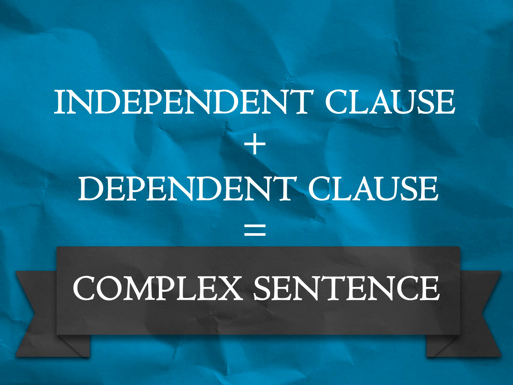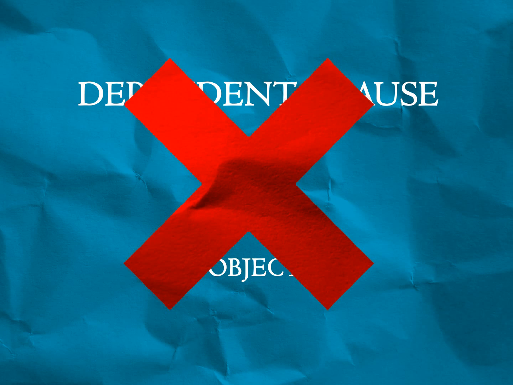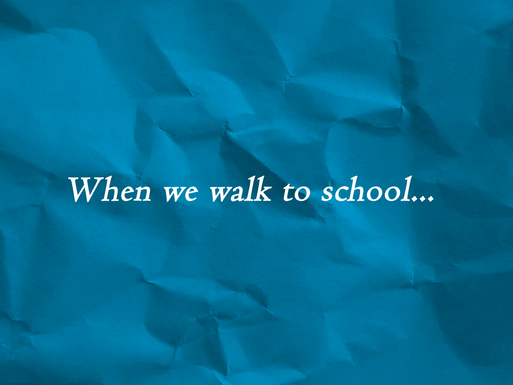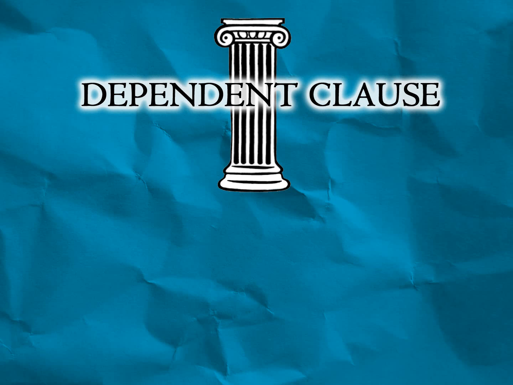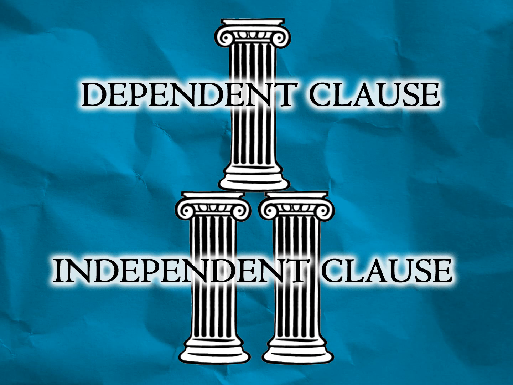Like we said before, a dependent clause has a subject, a verb, and possibly an object, but it doesn't make sense on its own. The example we used before was, "when we walk to school." We know that this is an incomplete thought. Therefore, dependent clauses depend on something else to make sense. In this case, independent clauses.